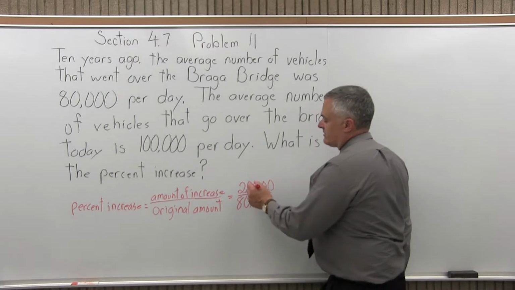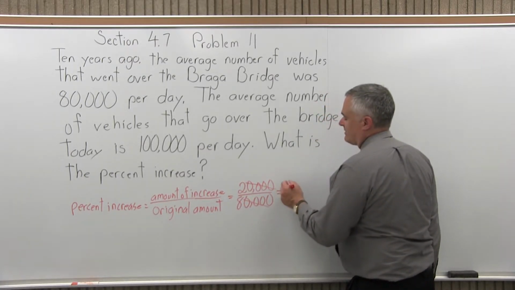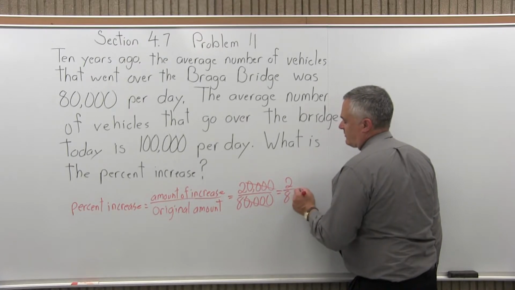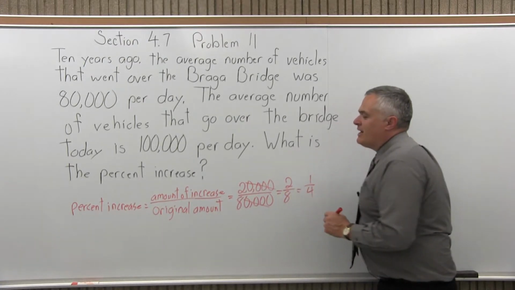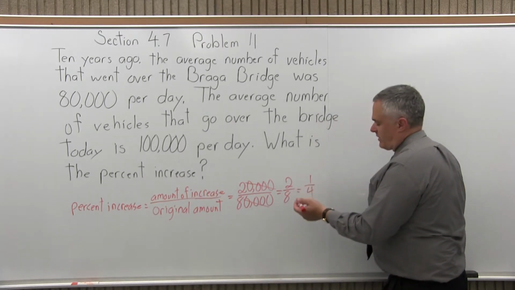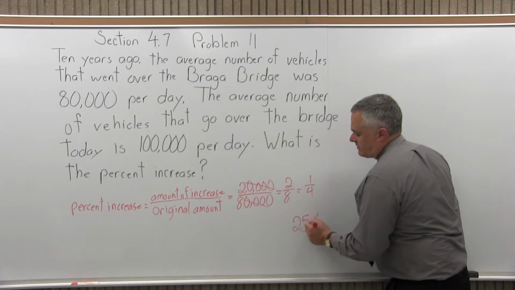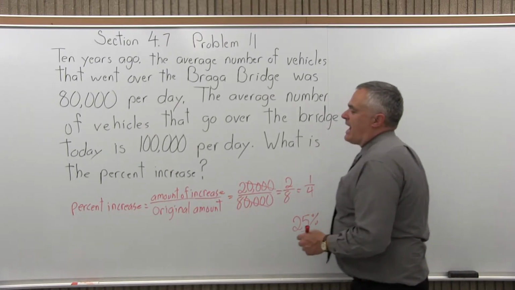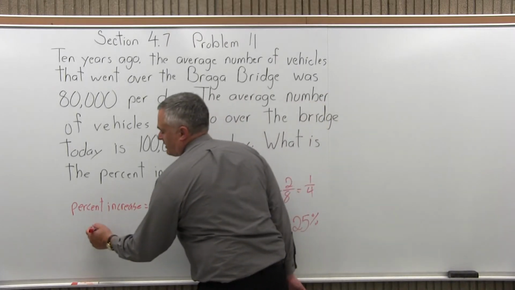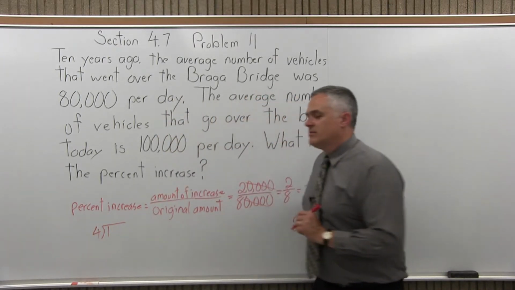So the first thing I can do is cancel the zeros, and I have 2 over 8, which I know reduces nicely to 1/4. Now, I know 1/4 is 25%. So if you happen to remember that, like 1/2 is 50%, there's some common ones people remember, then you're done.